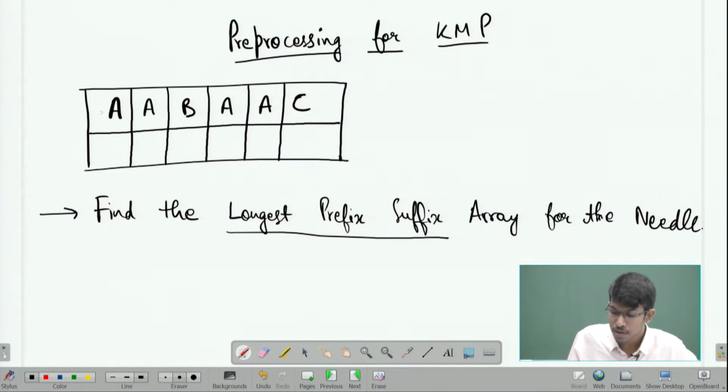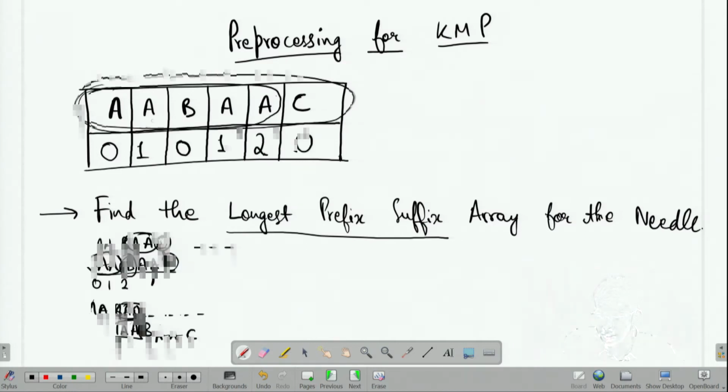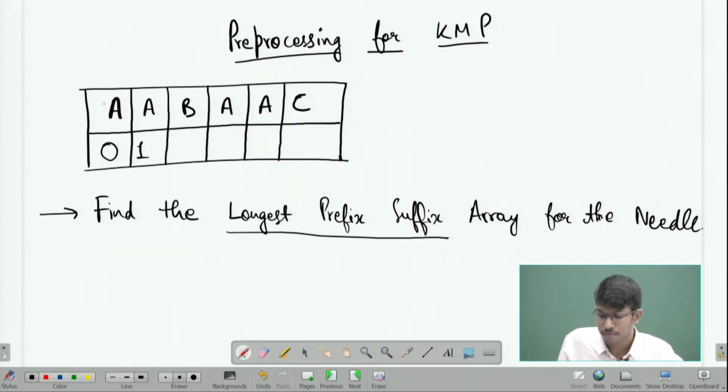Now, if we were to find the LPS array for this particular needle, we would start by assigning value 0 to the first character, because a character by itself is of course matching with itself, so we assign value 0 to it. Now AA, the length of the longest prefix, which is also a suffix here, is 1, because A is the suffix and A is the prefix.